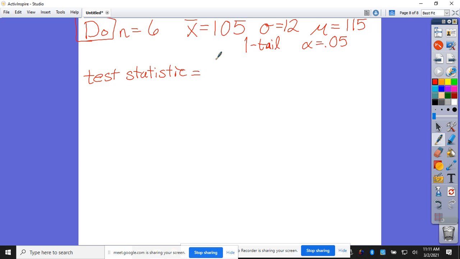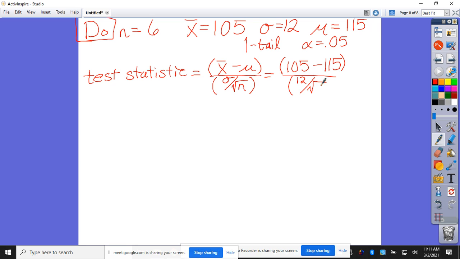Writing Z is fine. So my general equation, X bar minus mu, divided by what goes on the bottom? Because that's sigma of X bar. I'm plugging in my numbers. What's X bar? What's mu? Sigma is, and square root of.